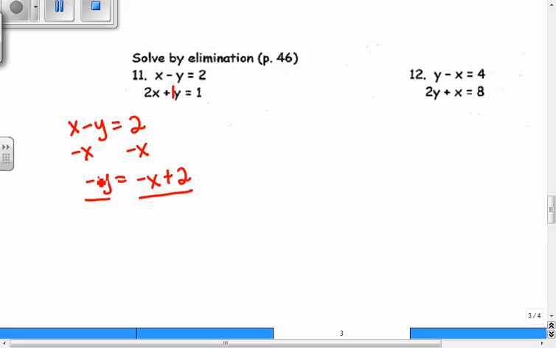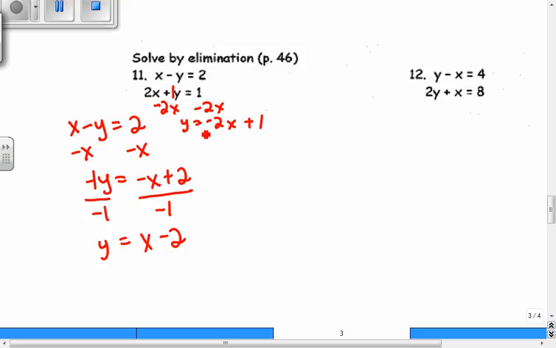Okay, negative y is really negative 1y. So I've got to divide both sides by negative 1 to get y by itself. So y equals, when you divide by negative 1, all you're doing is changing the signs. So positive x minus 2. And then over here, all I have to do is subtract 2x from each side. So I get y equals negative 2x plus 1.